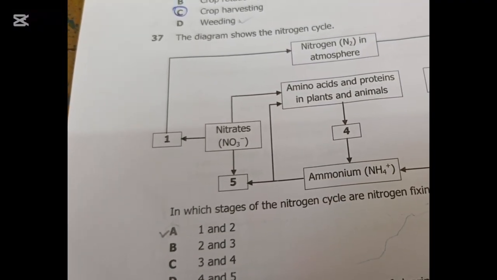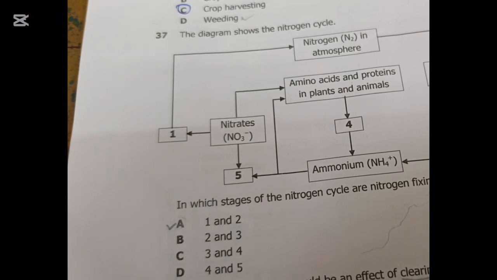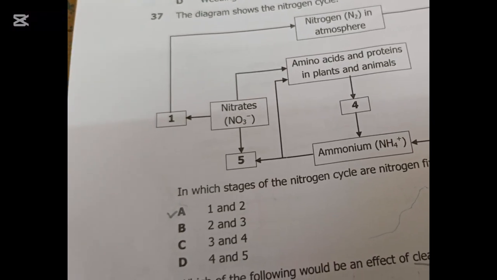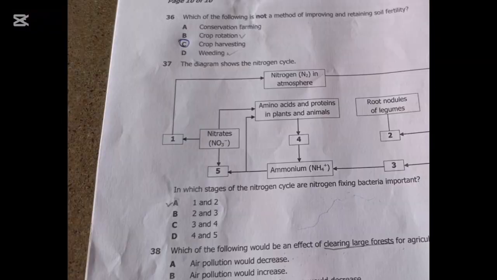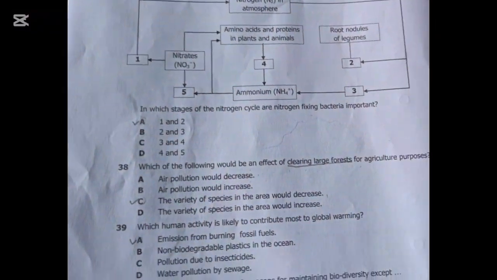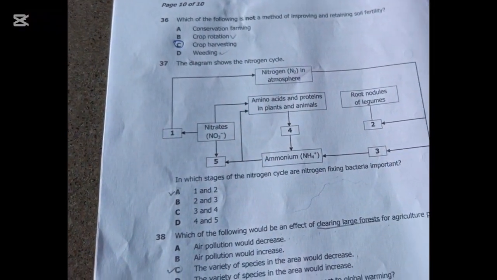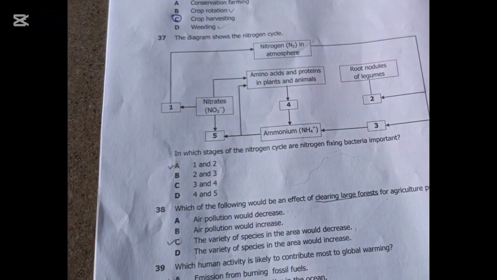So the diagram shows the nitrogen cycle. In which stage of the nitrogen cycle are nitrogen fixing bacteria important? The correct answer here on 37 is A. Okay, guys, on question 37, the correct answer is A.